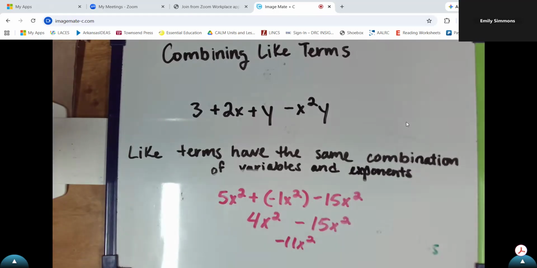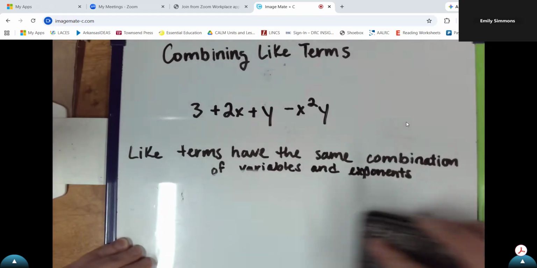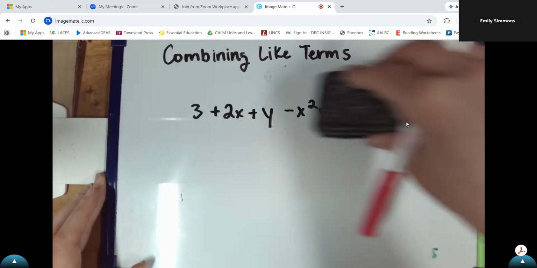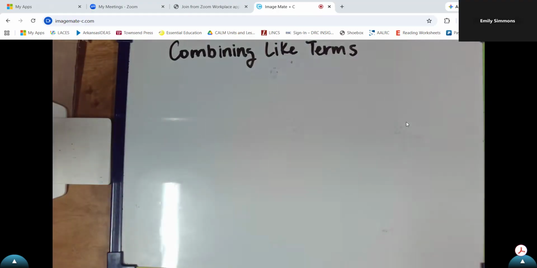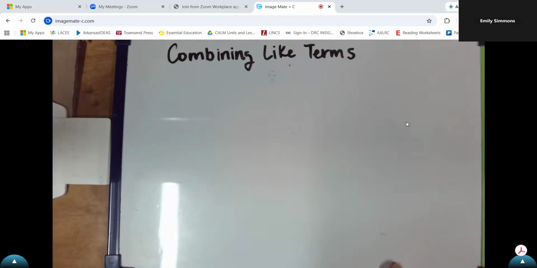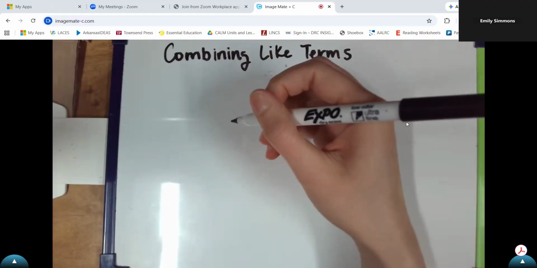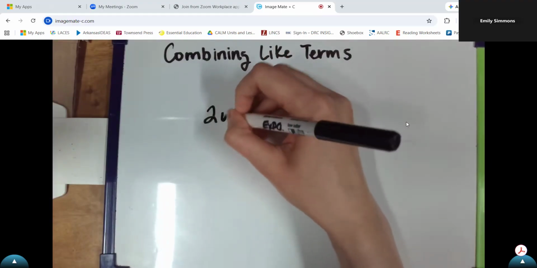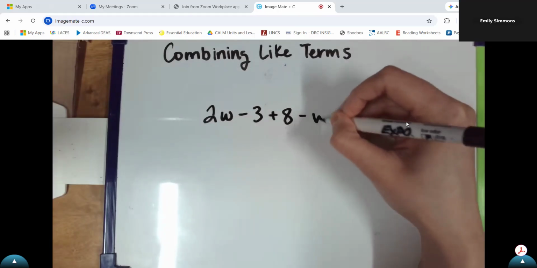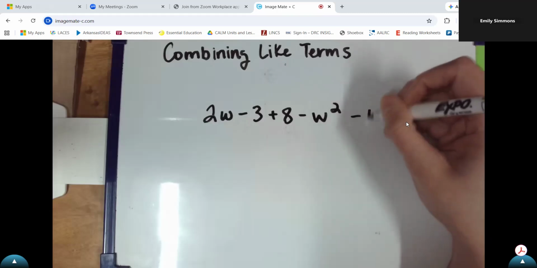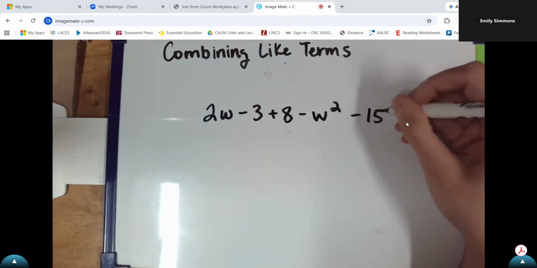All right, I have a few more. So these were all like terms, but sometimes we might have other things mixed in, or some unlike terms mixed in. So for example, I could have 2w minus 3 plus 8 minus w squared minus 15w.